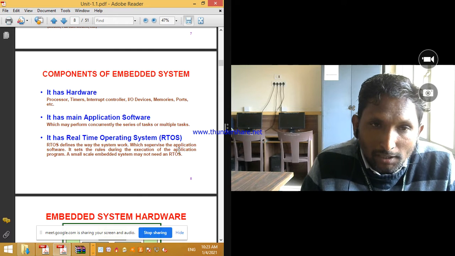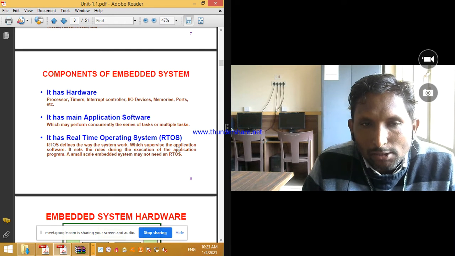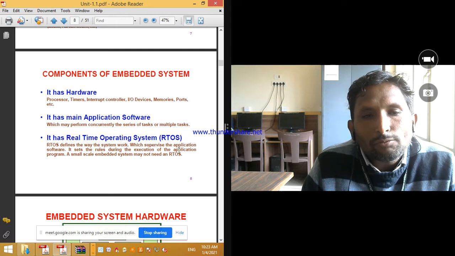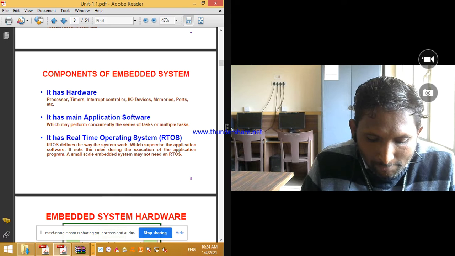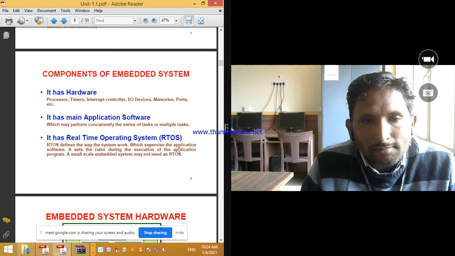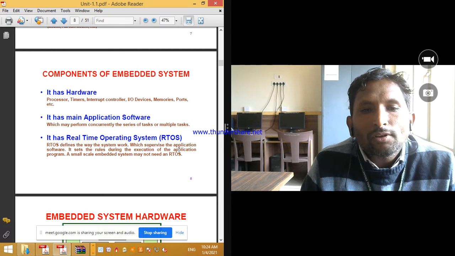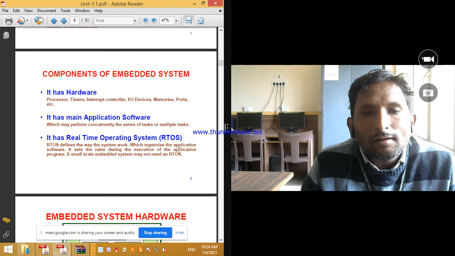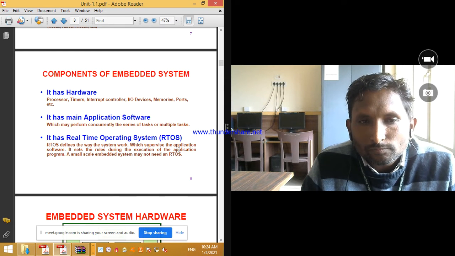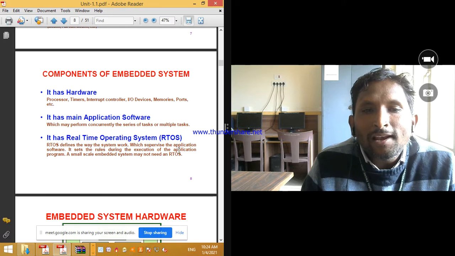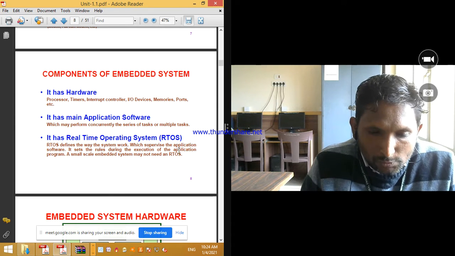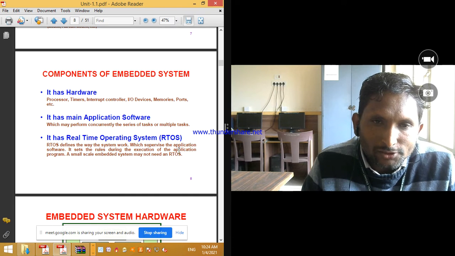Next, timers is the hardware which we use generally in our embedded system. What is a timer? Timer is the hardware part, the kit which is included in the embedded system to control the time related activity of our system.